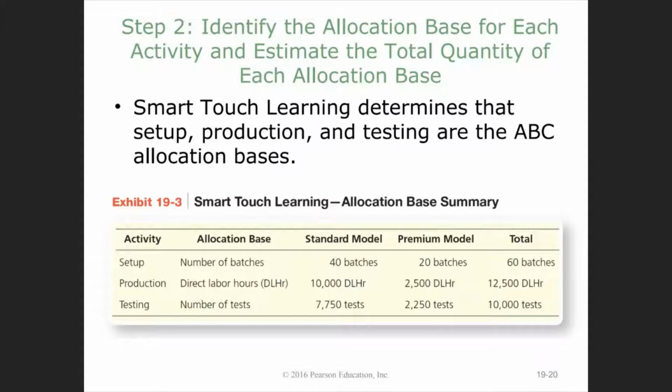So then we've got production, same thing. It's telling us our direct labor hours. We've got 10,000 for standard and 2,500 for premium, and that's going to give us a total of 12,500. And then for testing, our standard model testing is 7,750. Our premium model for testing is 2,250. And that's going to give us a total number of tests of 10,000.